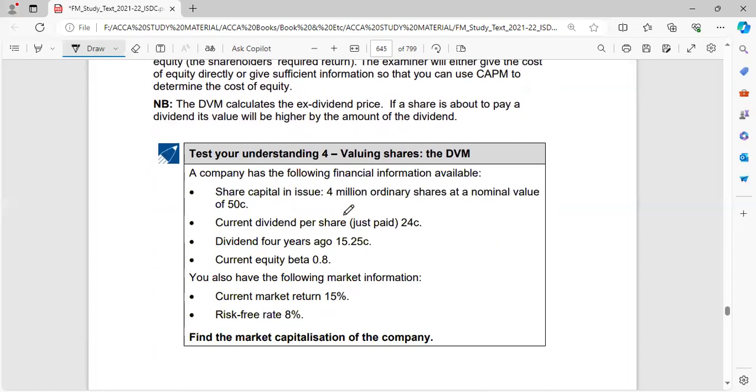So here we have a company with the following financial information available. Share capital in issue: 4 million ordinary shares with a nominal value of 50 cents. Current dividend is 24 cents. Dividend from 4 years ago is 15.25. Current equity beta is 0.8. You also have the following market information. Calculate the value of the company. So first I need to calculate the dividend growth rate. Recent dividend is 0.24.